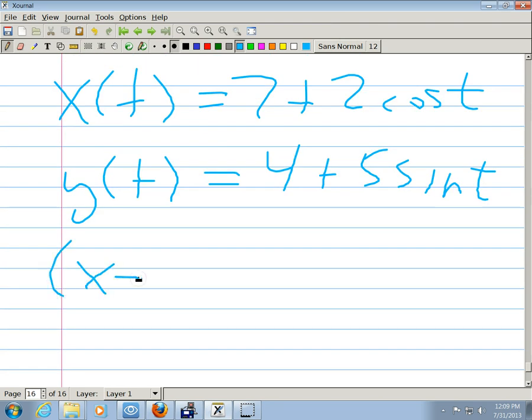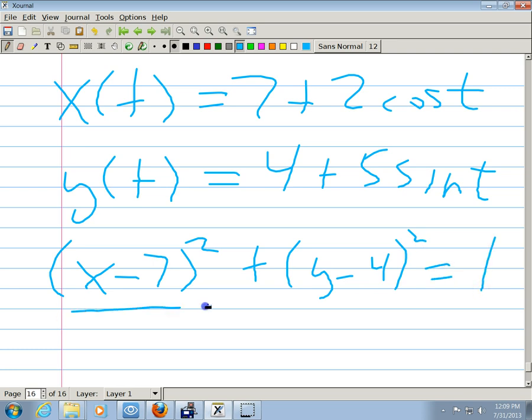x minus, what do you think? Sort of like the circle. x minus 7 squared plus y minus 4 squared equals 1. Now I'm going to write this elliptical over what? Remember in the elliptical form we took the radius and we divided everybody by it, so we had a 1. So it's a squared, b squared. What's a squared? Not 49. 4. And what's b squared? 25. There you go. That's how you write it in terms of x's and y's.